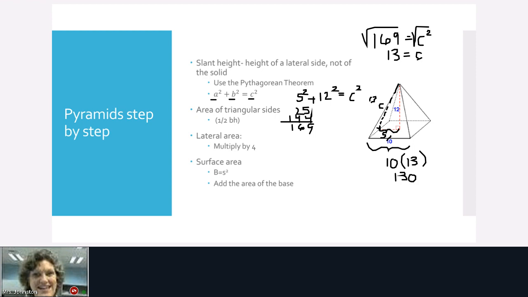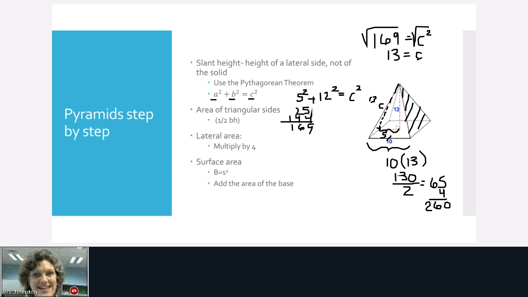And by definition, the area is 1/2 of that. So if I divide that in half, I end up with 65. So 65 square units take up the area of one of these triangular sides. Now, if I am asked to find the lateral area, that is all 4 triangular sides of this pyramid, but not the base. Since I know there are 4 of them, I can simply multiply 65 by 4 and get 260 square units for the lateral area.